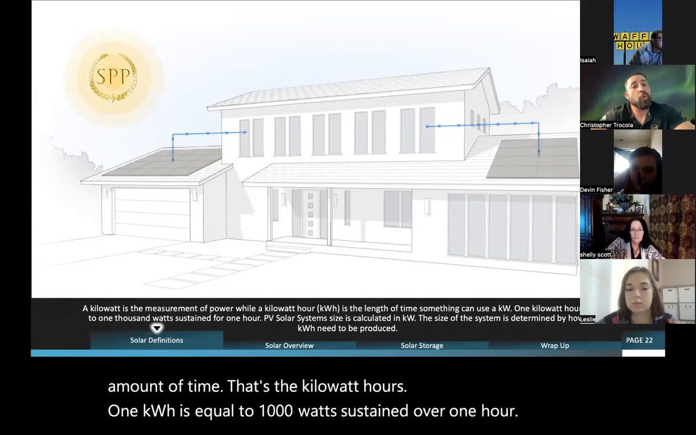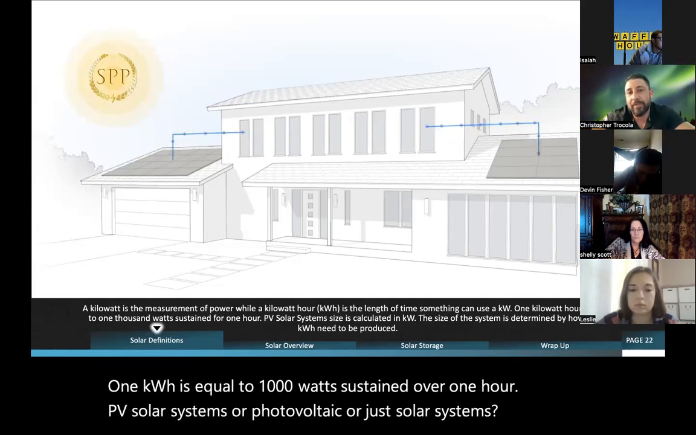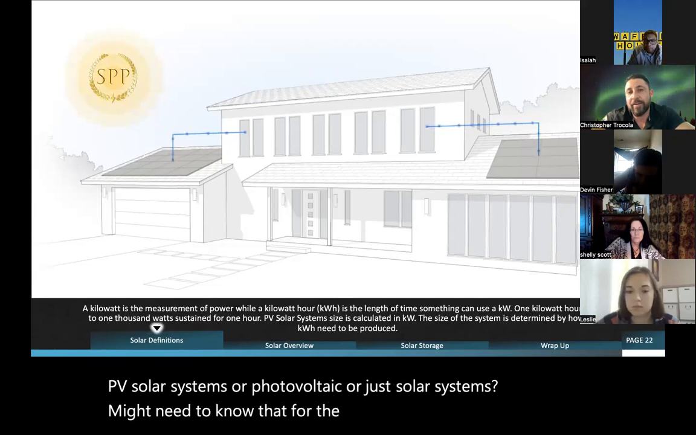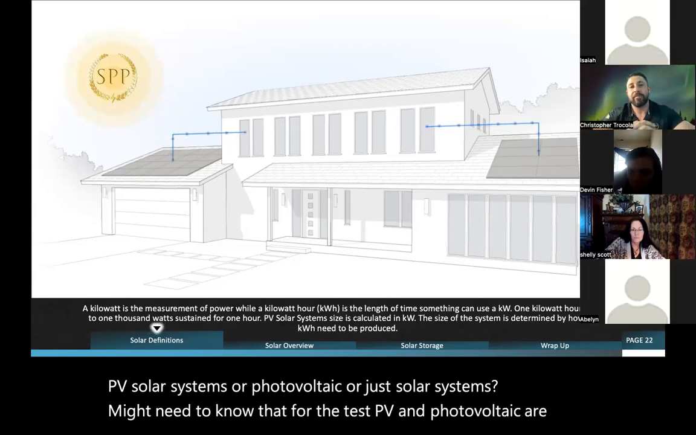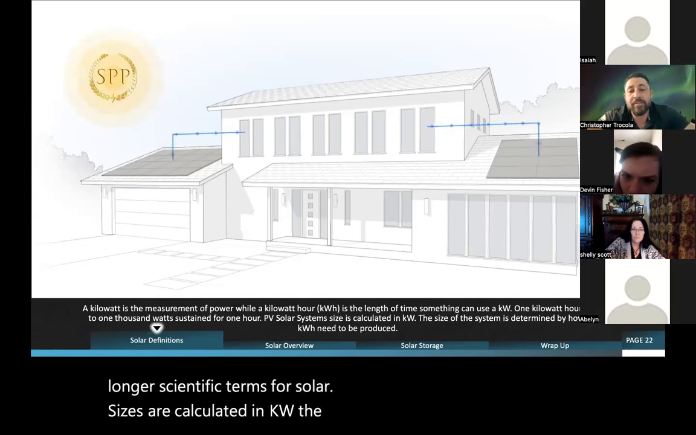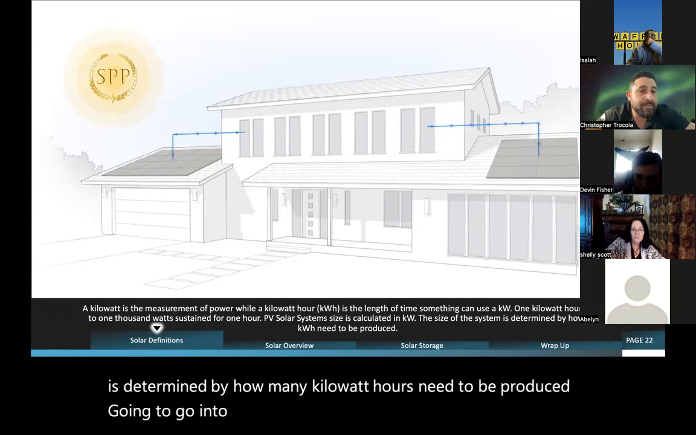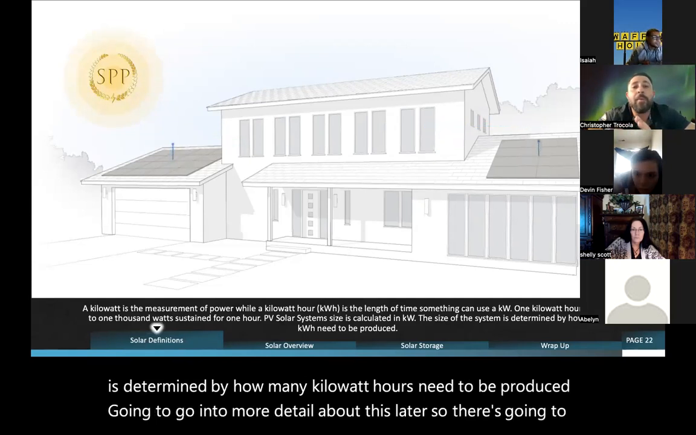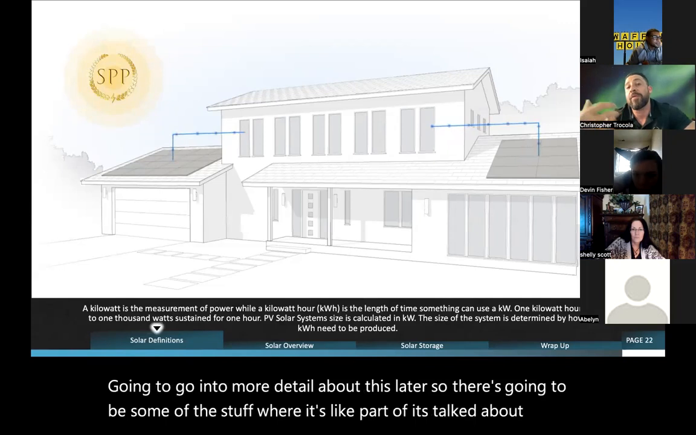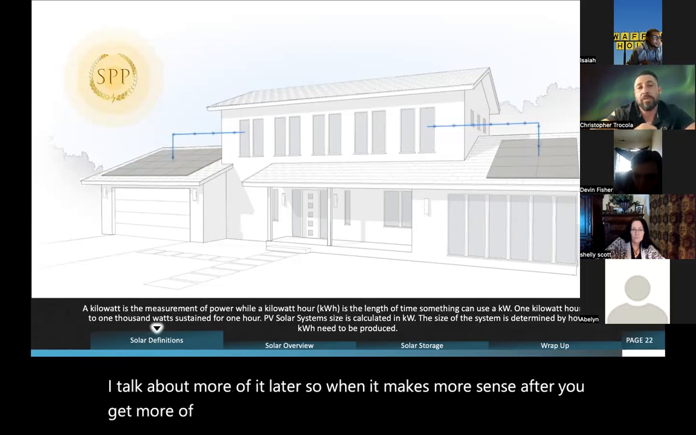PV solar systems, or photovoltaic, or just solar systems, you might need to know that for the test. PV and photovoltaic are just longer scientific terms for solar. Sizes are calculated in kilowatts. The size of the system is determined by how many kilowatt hours need to be produced. We're going to go into more detail about this later. Some of this is talked about now, and I talk about more of it later, when it makes more sense.